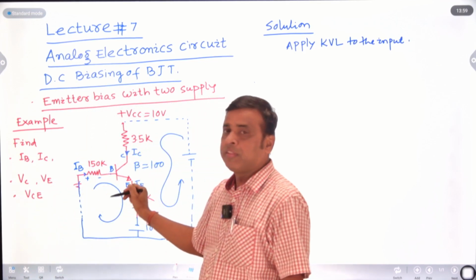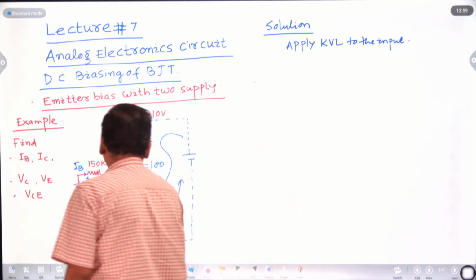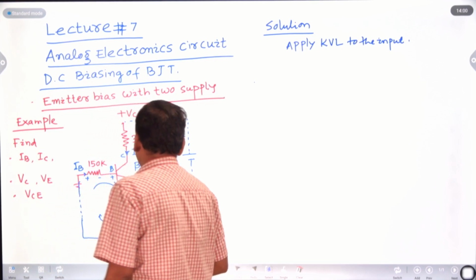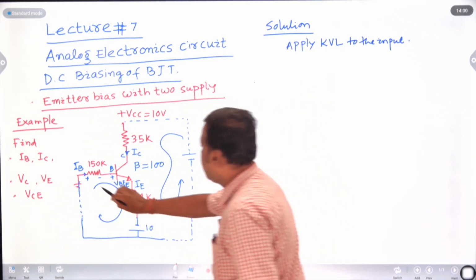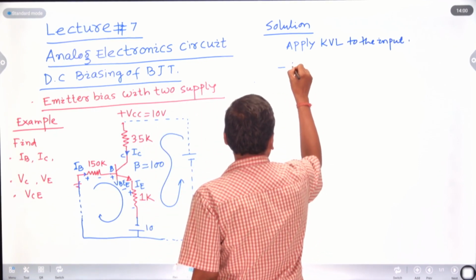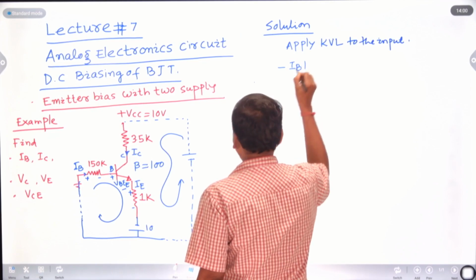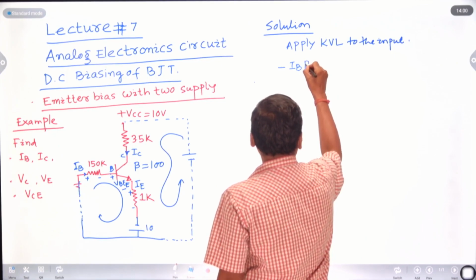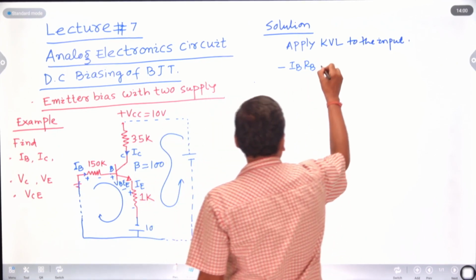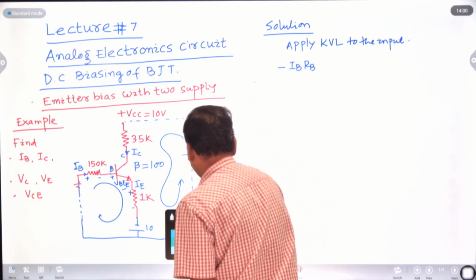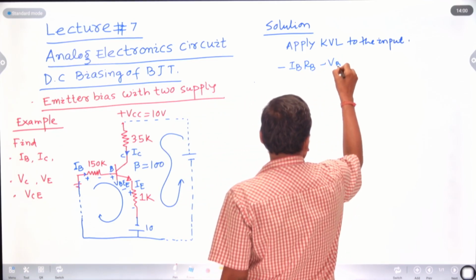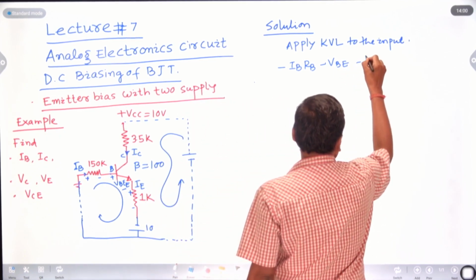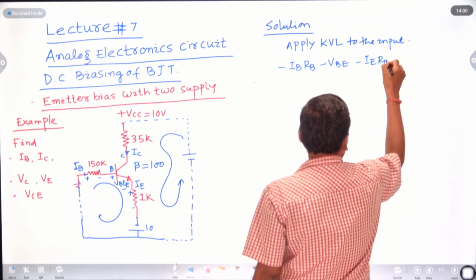In between base and emitter there is a potential, that is your base emitter voltage, this is your plus and this is your minus, and this is nothing but VB, base emitter voltage. So what we will do? If you apply KVL to the input, plus to minus minus, what is my input equation? Minus base current IB into RB. Here the value of RB is 150 kilo ohm. IB into RB. Here plus to minus minus, that is minus VB. Then plus to minus minus, that is IE into RE.